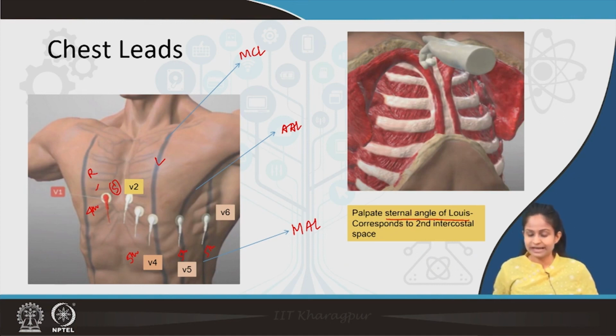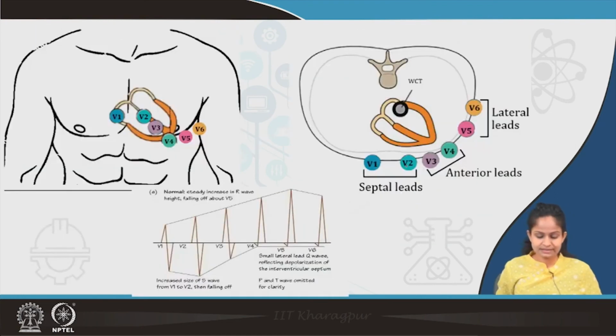The sternal angle of Lewis usually corresponds to the 2nd intercostal space, and if we correlate with the sternal angle, then we can usually easily count which one is second, third, fourth, fifth, and in this way we can place the leads accordingly. So, in this way the chest leads or the precordial leads are placed. We have to remember the location of these leads.